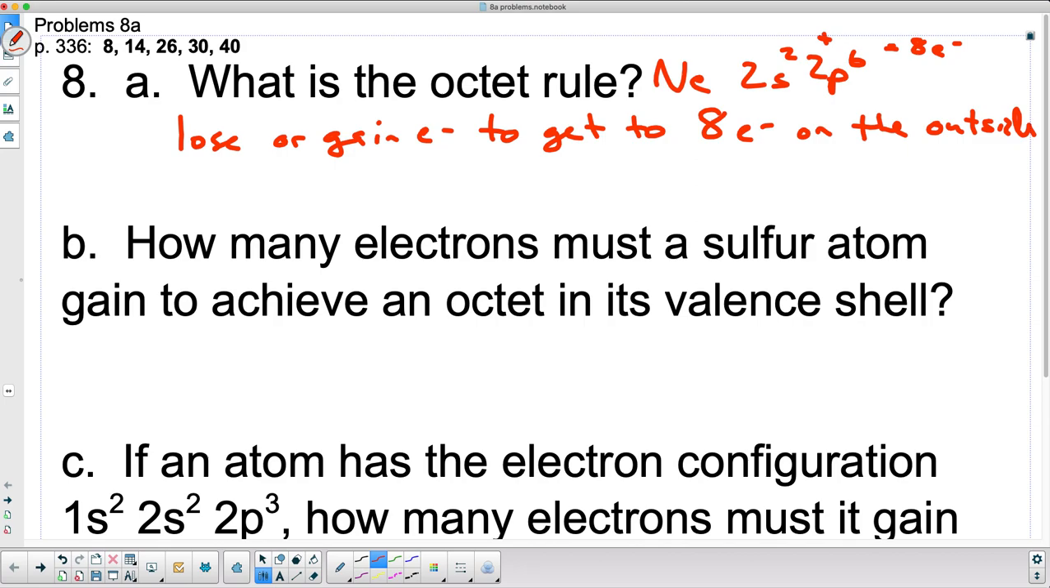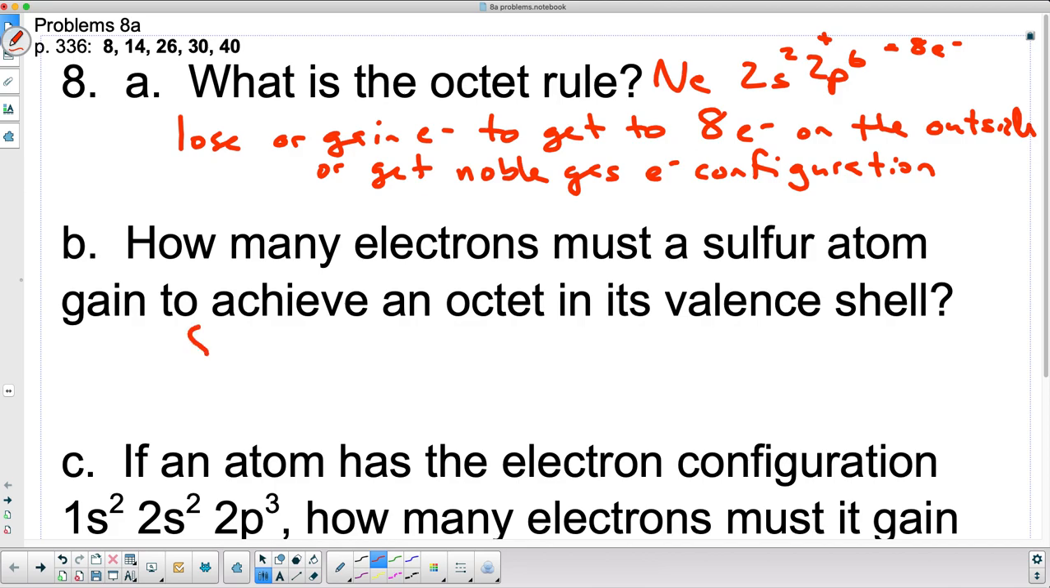Or get a noble gas configuration. So that's what we're talking about. It's the whole reason why sodium has a +1 charge, because it gets rid of 1 electron, so it looks like neon. So we're going to see this pop up over and over and over again, we're going to carry that through to B. How many electrons must a sulfur atom gain to achieve an octet in its valence shell?